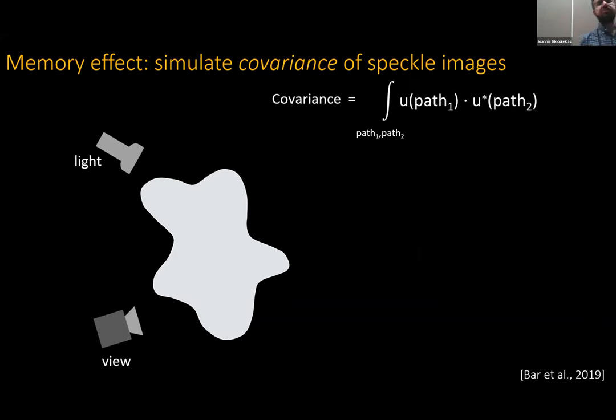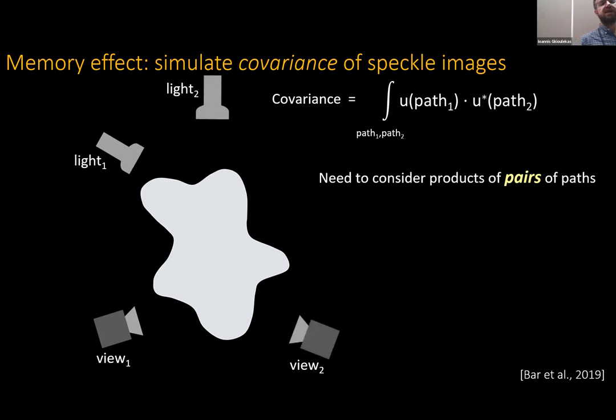Now, it turns out that we can use theory from Maxwell's equations and some approximations like the ladder approximation and so on to rewrite the covariance expression for speckle images as another kind of path integral that looks like the one I have over here. That says that instead of just considering one path through the medium, I'm going to take two paths and consider the complex contribution to the image. They're now waves rather than just intensities. And then consider the product of these two wave contributions, the contribution between the two paths.